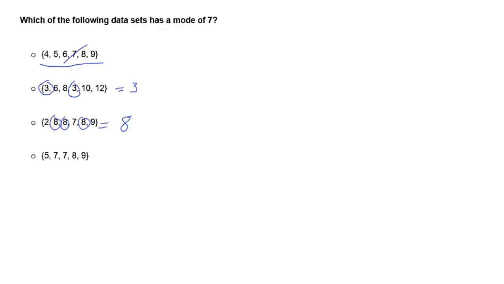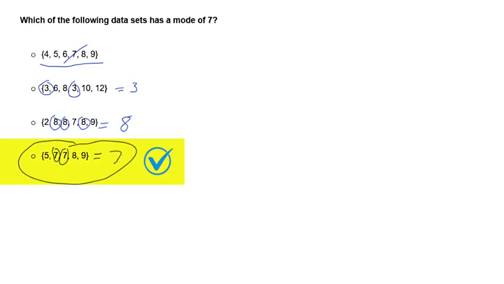Now in the last one, we can see 7 and 7. 7 appears twice, and 5, 8, and 9 all only appear once. So in this one, 7 is our mode. So that's our answer. Great job.